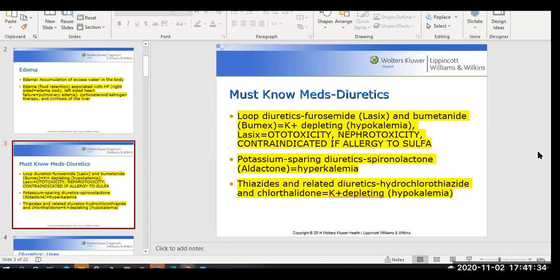High or low potassium, you think potassium, you think muscle. And your myocardium is a muscle. High or low potassium, you're going to have dysrhythmias and possibly a heart attack. So you're going to make sure that you get that patient on an EKG and you call the doctor.